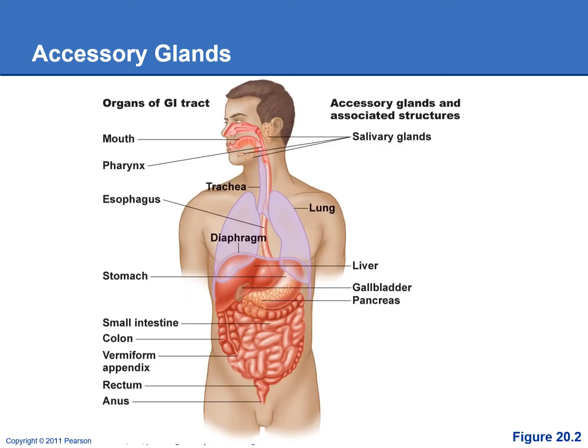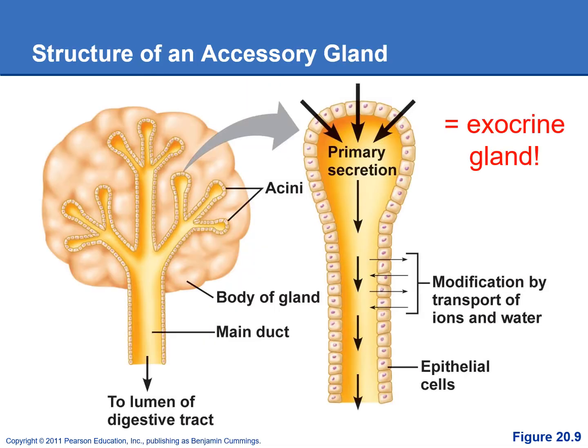And then here's just a picture of where the accessory glands are located. And here you can see the ducts that are used in these accessory glands, and secreting things through these ducts makes the accessory glands exocrine glands.